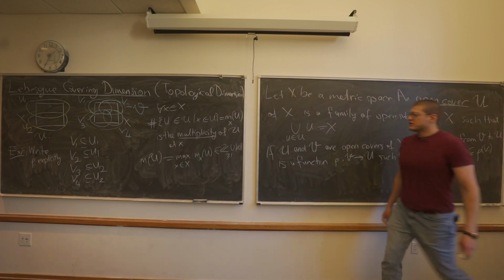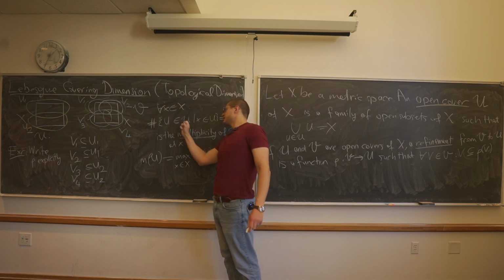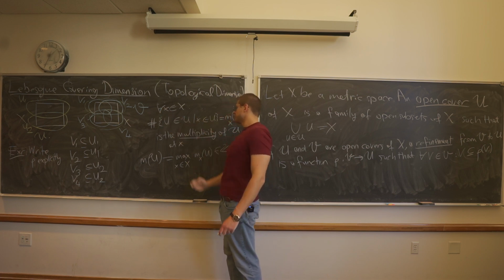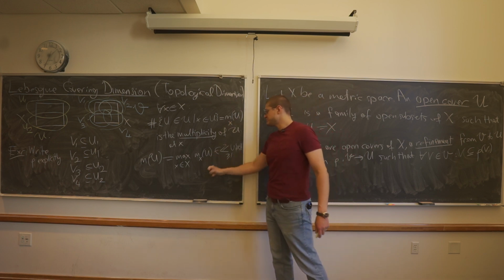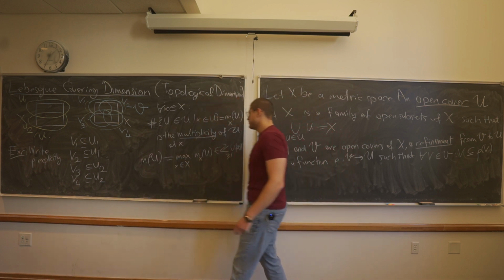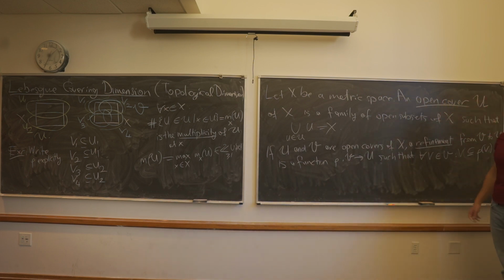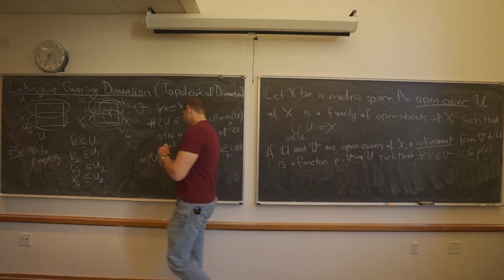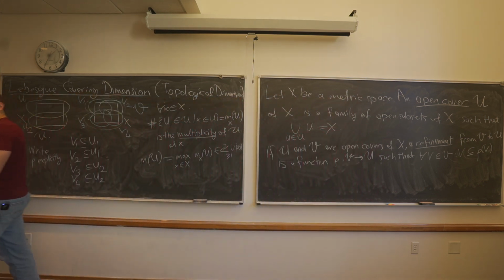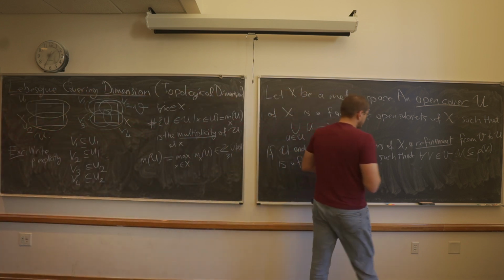Because I started with an open cover, I know that given any x, there's at least one U in curly U such that x is in U. Which means that M sub x of U is at least 1, which means that if I were to take the maximum over all x's, that's going to be a number that is at least 1. Okay. Any questions so far? Okay, so now we can define topological dimension.